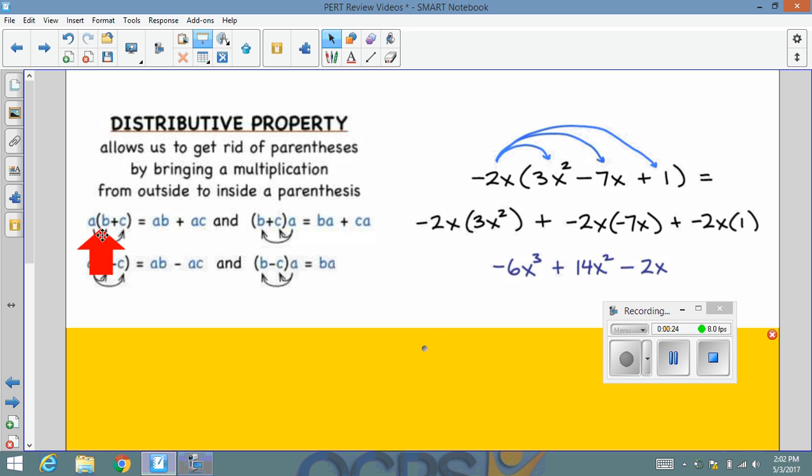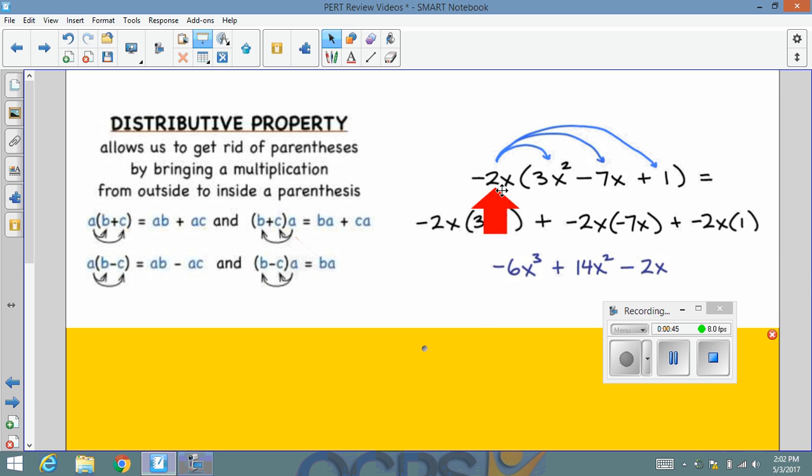A times the sum, b plus c, is equal to a times b, so we distribute the a to the b, plus a times c, distribute the a to the c. These others are just different variations using subtraction and using a different order, putting the a on the other side. Let's look at this example.